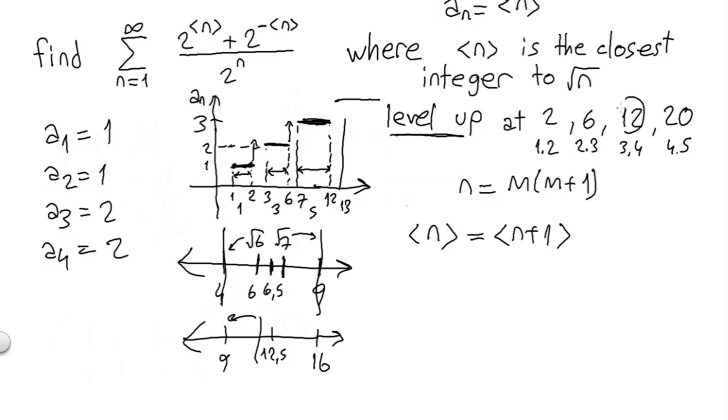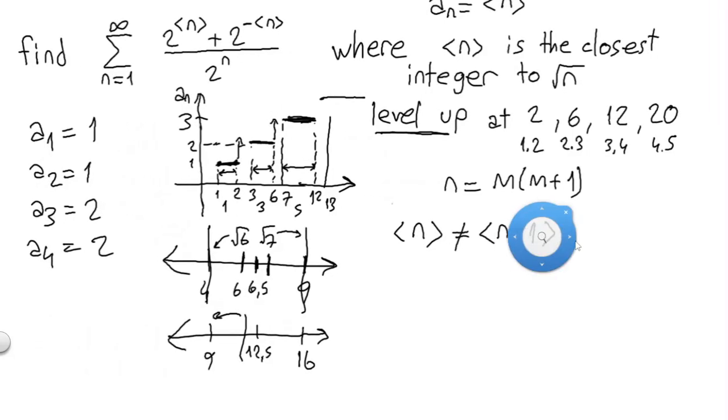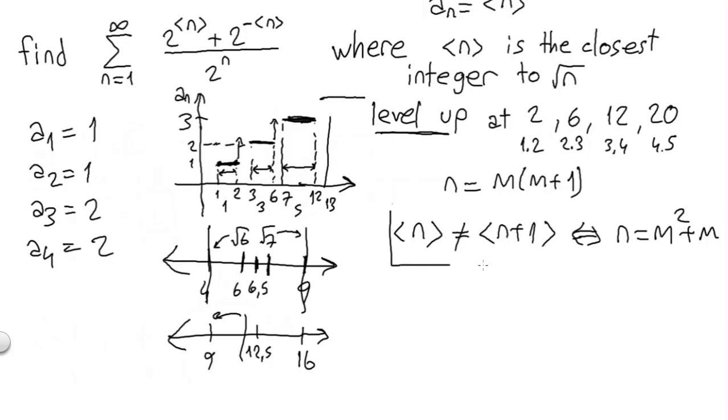For example, n is equal to 12, but n plus 1 is not going to be equal to a12, is not equal to a13. So for n's that are leveling up, this equation will not satisfy. For n, this is going to be true for n in this form, m times n plus 1. Let's open this, m squared plus n. So now this is actually very important for the n. So we found when do we have a level up, and what does that mean?